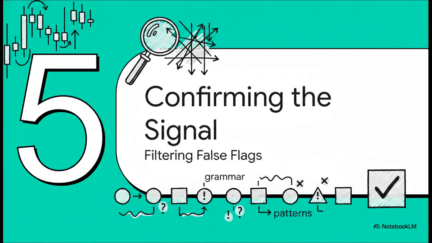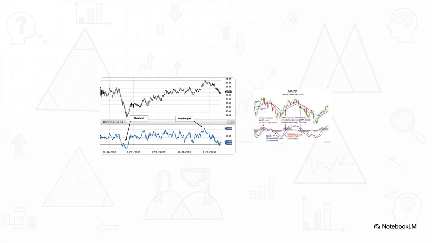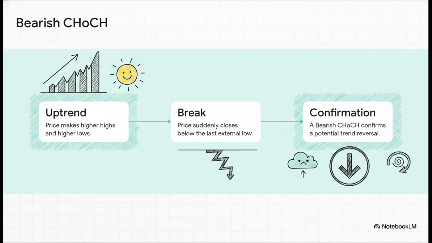Moving on to the grammar of our chart language, Section 5, confirming the signal. Because a pattern is basically useless without proper confirmation, traders rely on technical momentum tools to filter out all the noise and false signals. For example, the RSI, or Relative Strength Index, helps traders spot if a stock is overbought when it pushes above that 70 line, or oversold when it dips below 30. Alongside it, you've got the MACD tracking moving averages. When those lines cross over each other, it helps confirm the momentum shift we're actually seeing in the chart pattern itself.